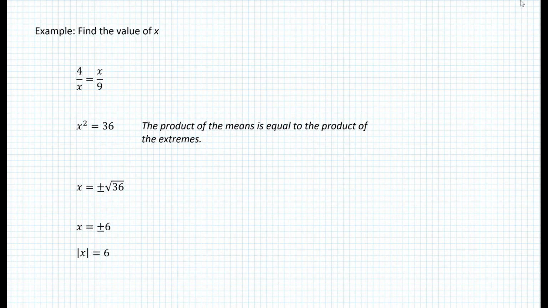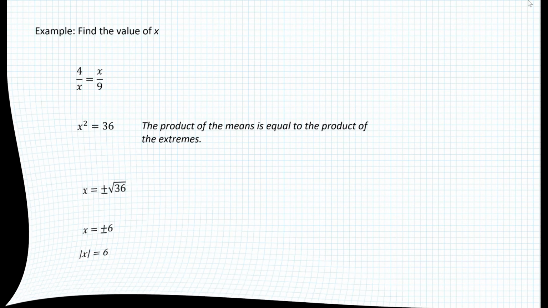Then we take the square root on both sides, and we obtain that x is equal to plus or minus 6, or we end up with the absolute value of x is equal to 6. So there's actually a meaning to this particular example. When we end up with an unknown variable squared, and then we have to take the square root of that, that is called the geometric mean or the mean proportional. So let me define that first.